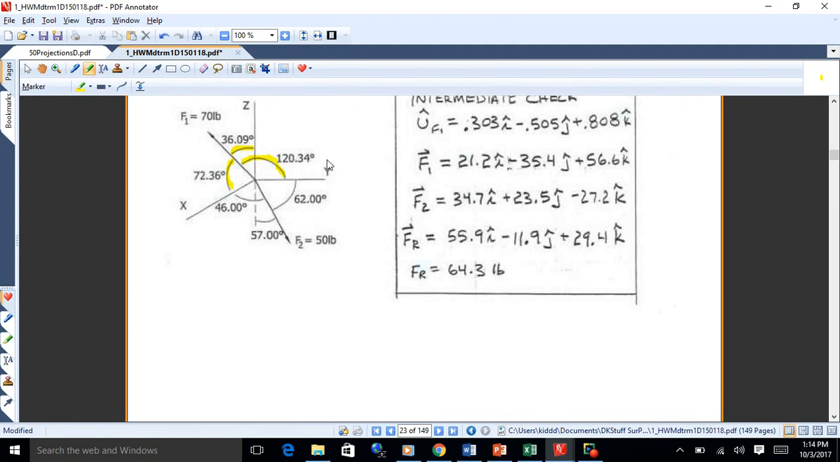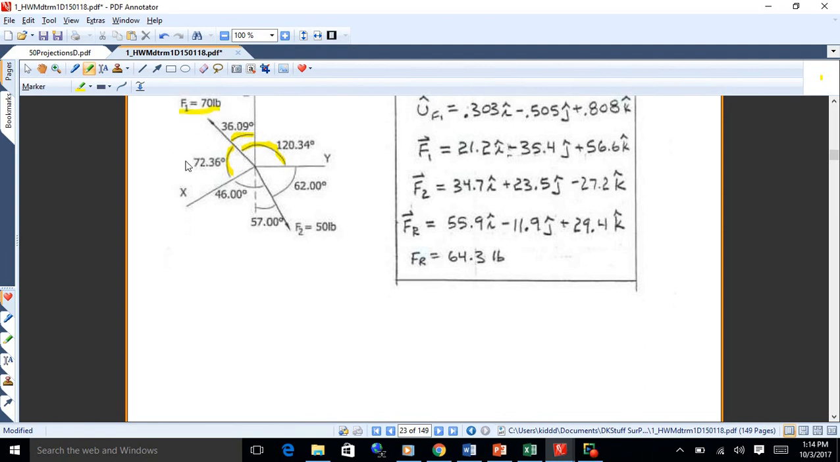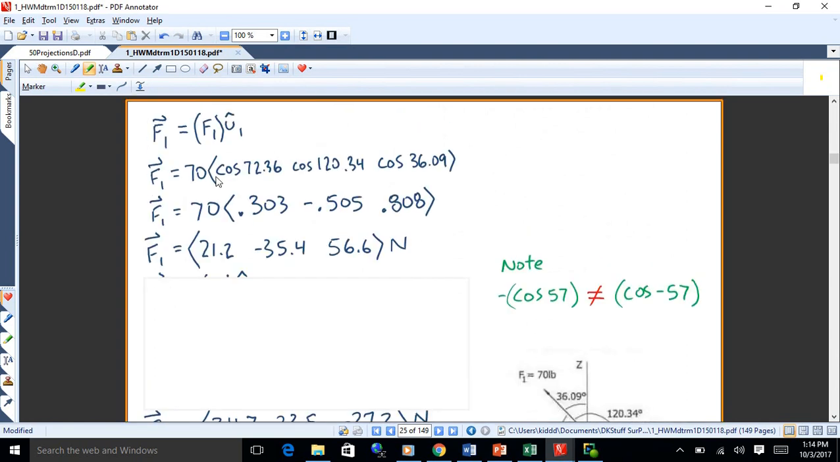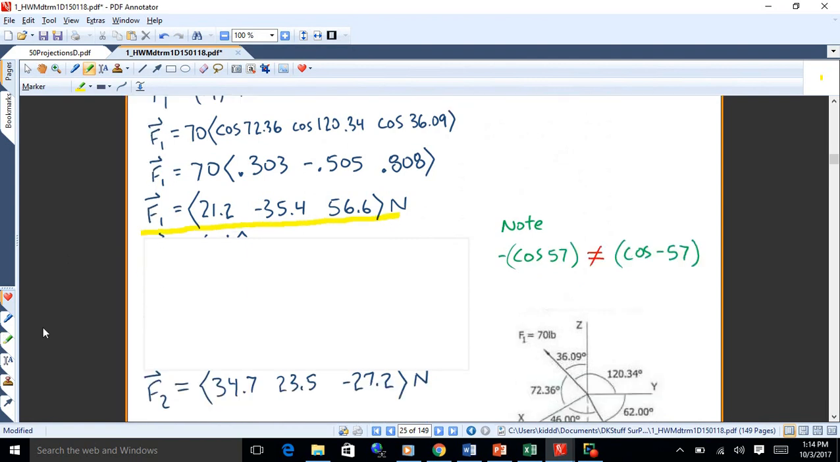So just look at where those little dimensioned arcs start and finish, and that's telling you what axis they reference to. So what you're going to do with that, you're going to take the cosine of each of the angles times their appropriate axis, i, j or k, and then multiply that by the magnitude of 70. And that's how you get F1. I mean, there ain't much to it, okay? So 70 cosine 72.36, cosine 120.34, and cosine 36.09. You can then work through that and get F1. Okay?